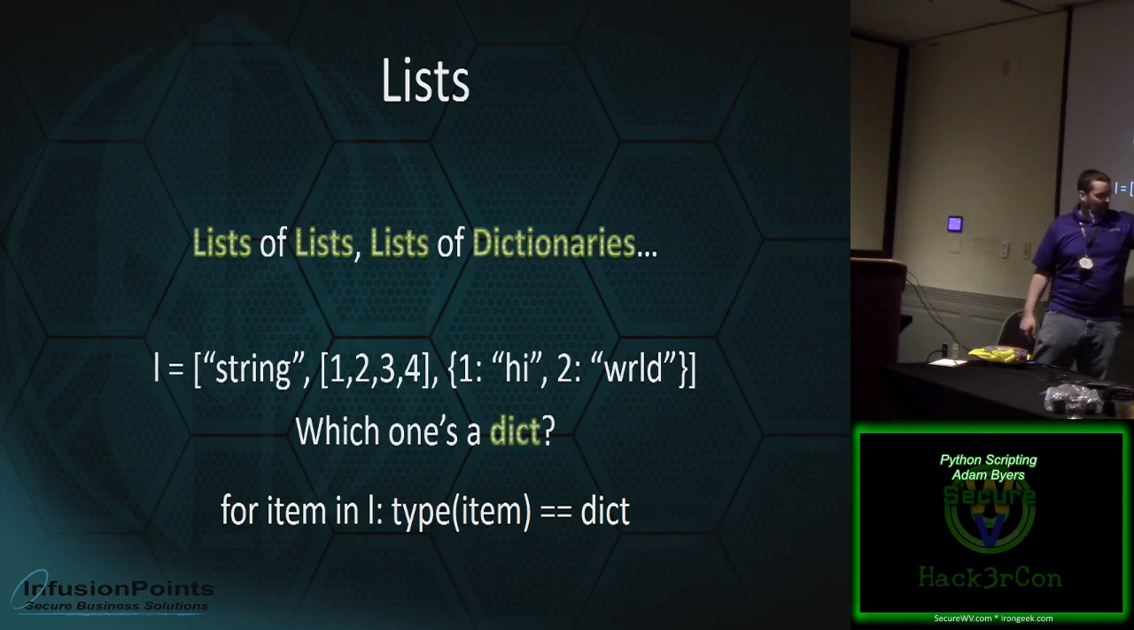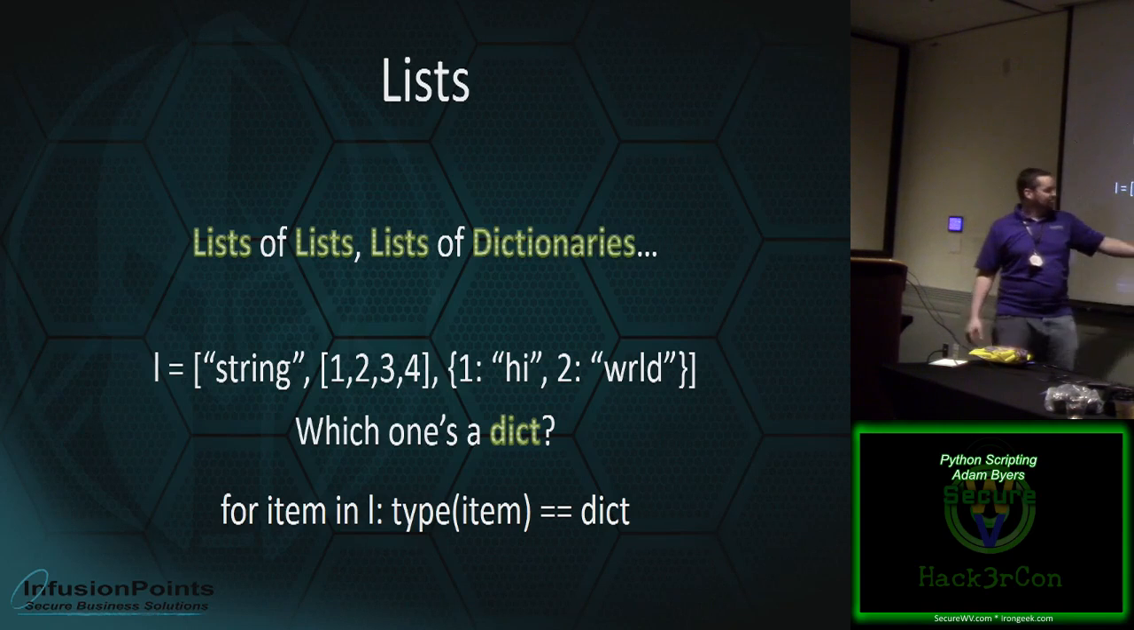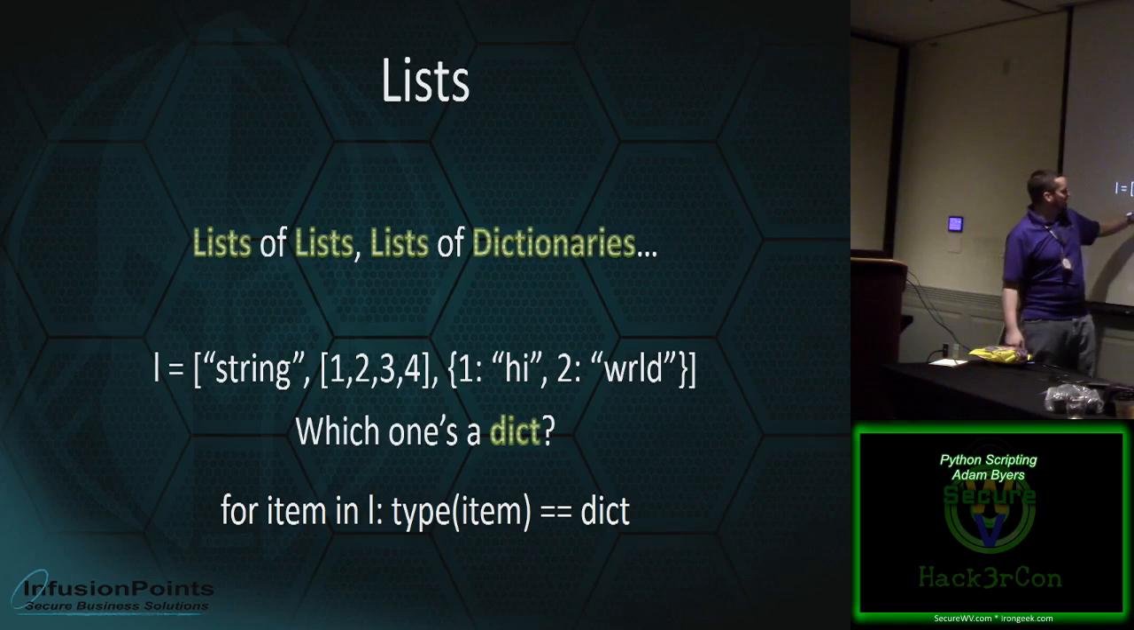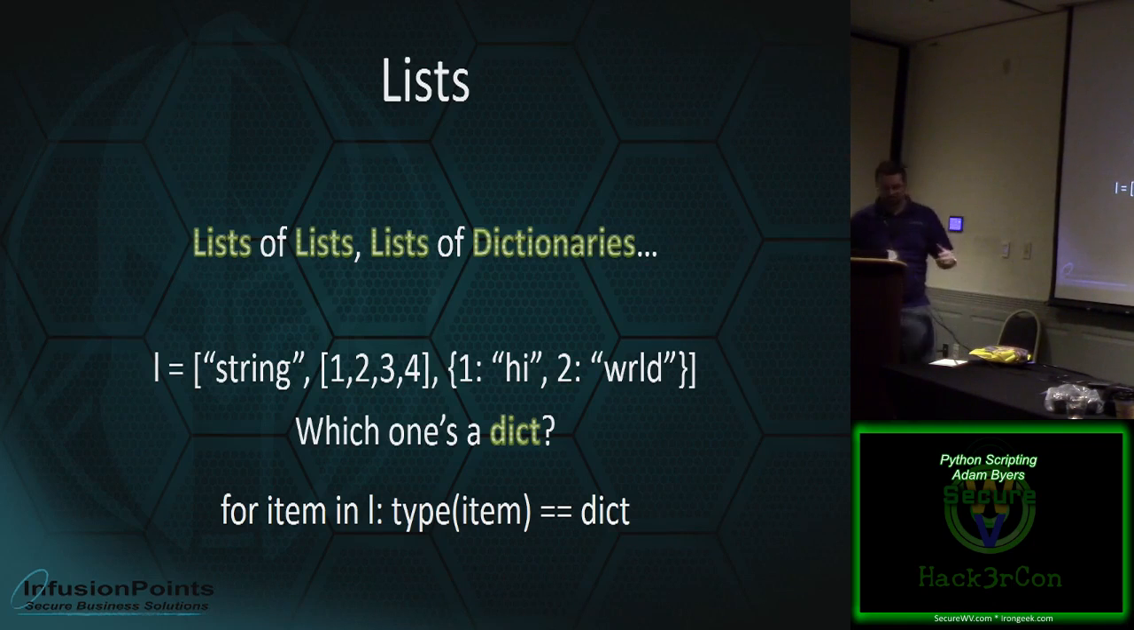What we're doing is we're evaluating, does it equal a dictionary? So it's going to go through here, and it's going to say false, false. It's going to reach the dictionary and say true. So that's how we're programmatically finding out which one's the dictionary.